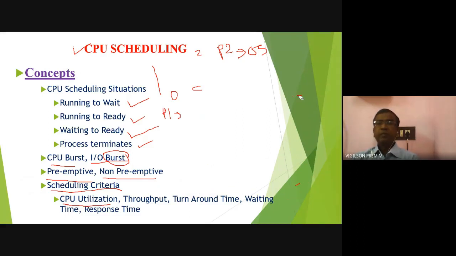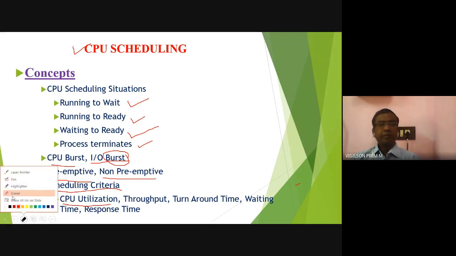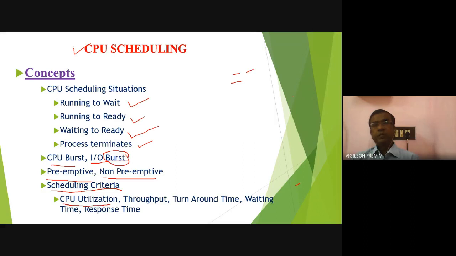Number of jobs completed in a period of time, or in a unit time. For example, number of jobs completed in 10 seconds, number of jobs completed in 20 seconds. That is throughput. So throughput equal to 5 means what? 5 jobs have been completed in 2 seconds. Okay, turnaround time. Time taken by a particular process between its arrival and its completion.